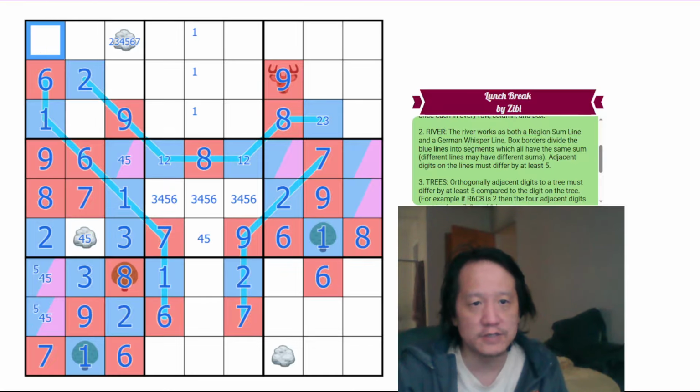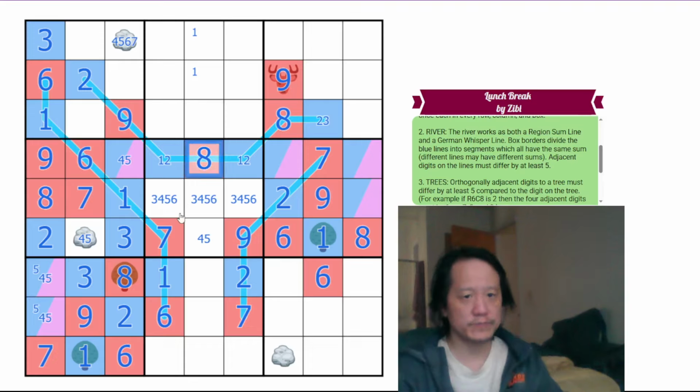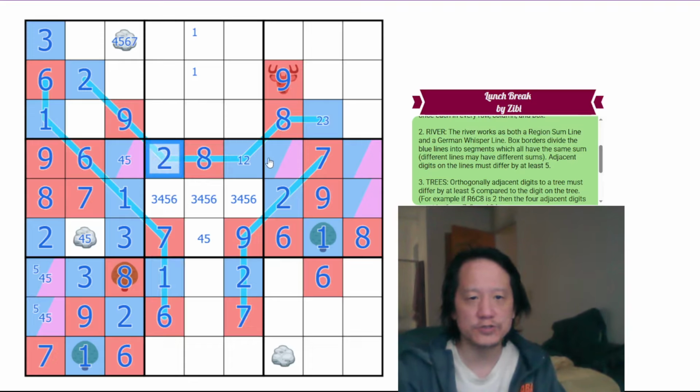That leaves this as a low, and it must be 3. This cannot be 2 or 3. We celebrate 3 in the corner because we know we're close to solving it. This can't be 1. 1 eliminates 1 here, so this is 2, which makes this 1. This has to be 8 and 3 to add up to 11.